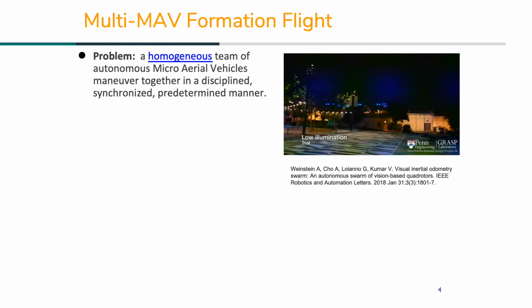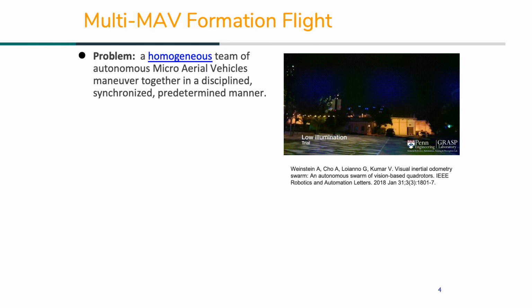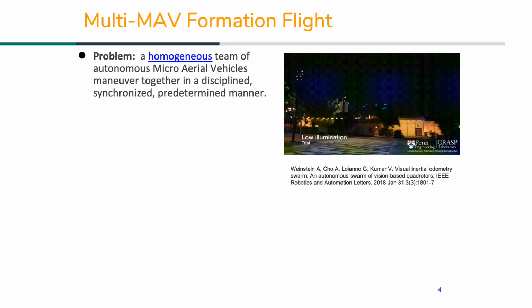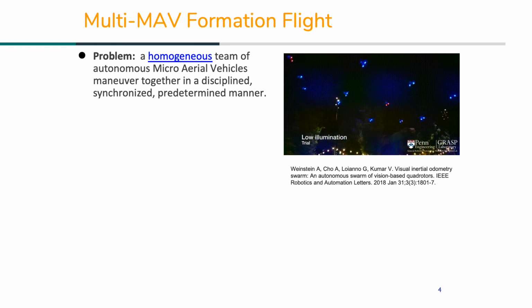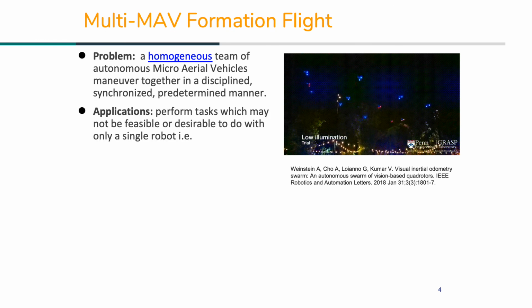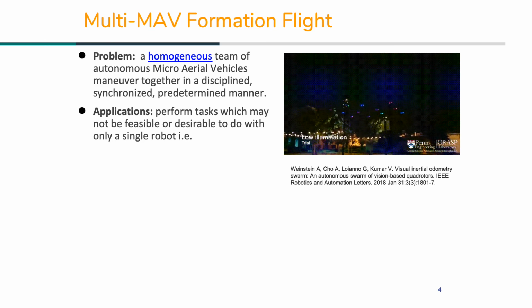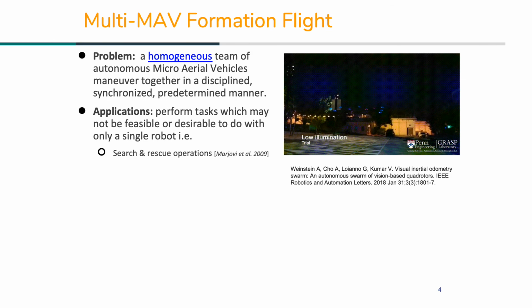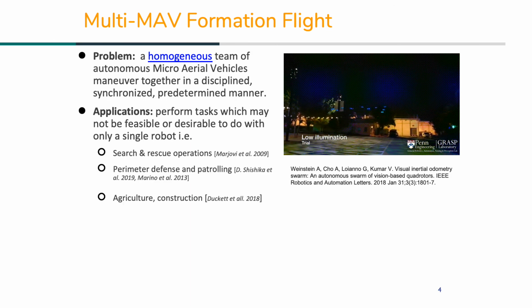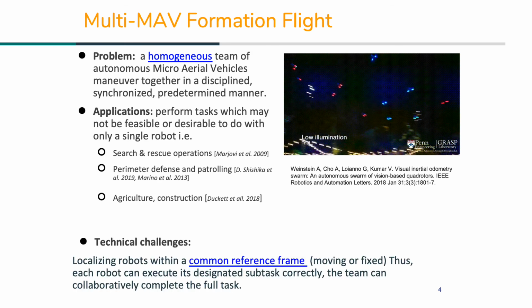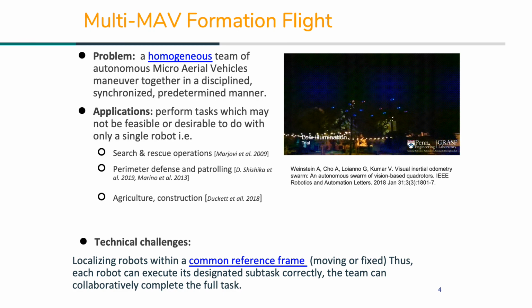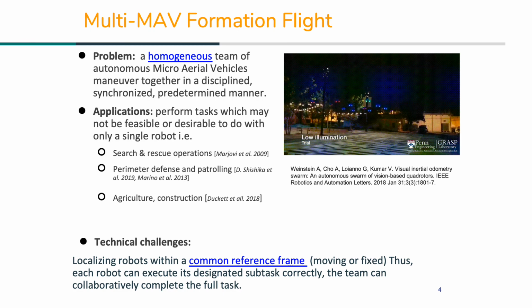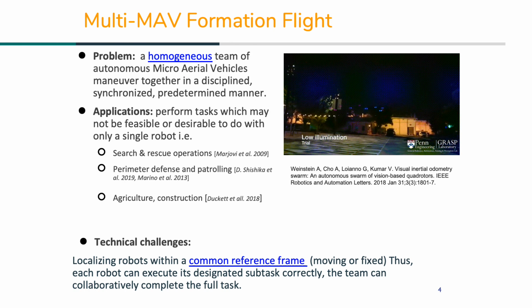What is concerned here is a homogeneous team of autonomous micro-aerial vehicles that maneuver together in a disciplined, synchronized, and predetermined manner. We can see these systems are useful in performing tasks which otherwise may not be either feasible or desirable to do with a single robot. For example, search and rescue operations, perimeter defense and patrolling, agriculture and construction. However, enabling these systems requires localizing robots within a common reference frame. Then, each robot can execute its designated task, and the whole team can collaboratively complete the full task.